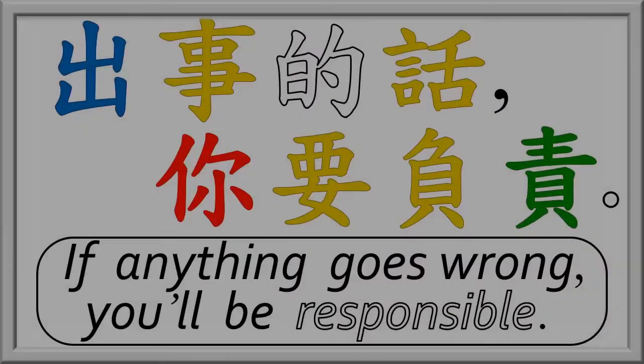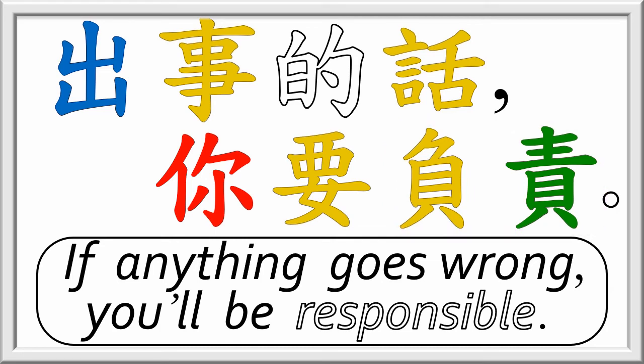And then we come to the phrase 负责, combining our two new characters. It means what others demand from us, what others will call us to account for, or, in other words, our duty or responsibility. 出事的话，你要负责. If anything goes wrong, you'll be held responsible. Notice again that the 话 can be used with or without an if expression such as 要是.